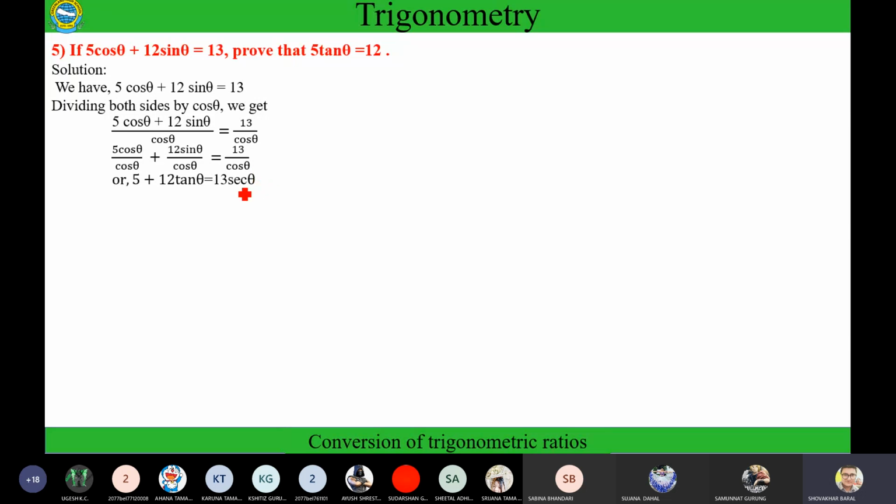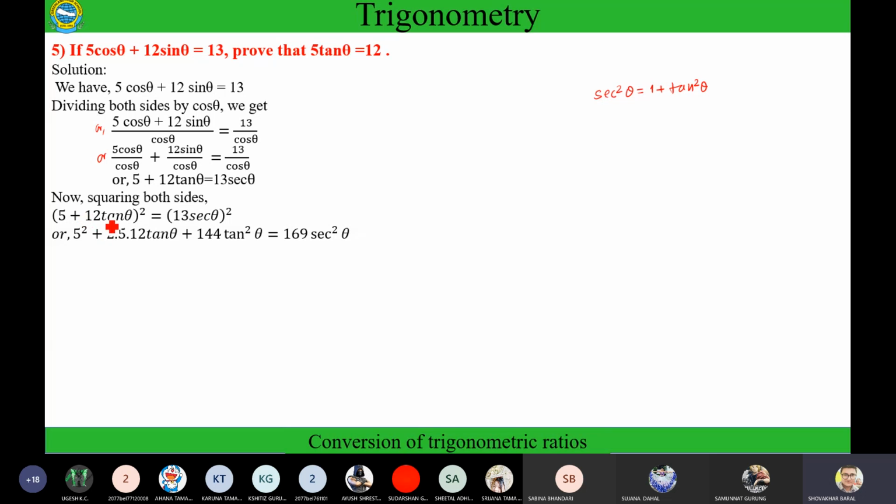There is no direct formula to convert sec into tan, so what we do is first square it. After squaring, we have one formula: sec square theta is equals to 1 plus tan square theta. We have this formula. Okay, so let's square it on both sides. Now squaring both sides, I am doing the square because I can convert this sec square theta in terms of tan square theta. After this, 5 plus 12 tan theta whole square equals to 13 sec theta whole square.